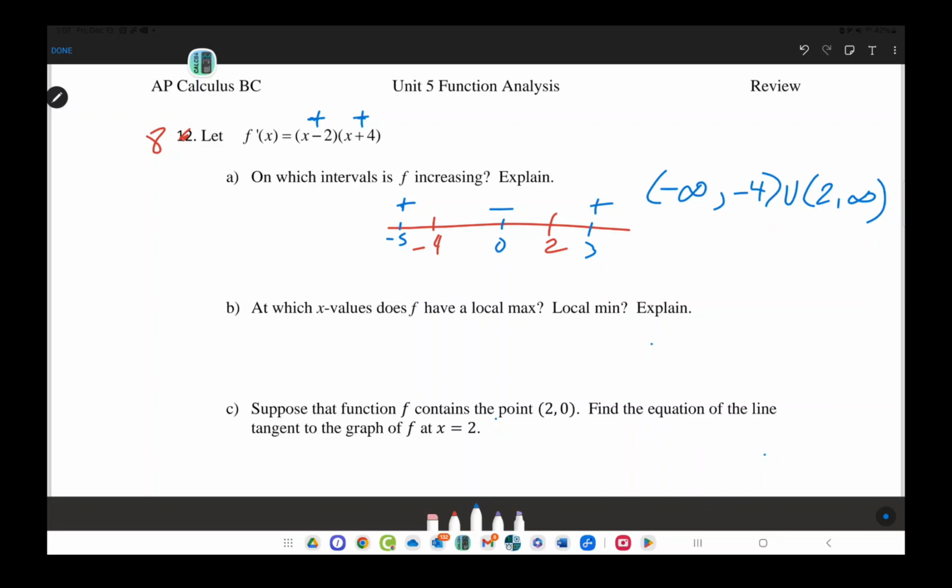Next one: at what x values does f have a local max? All right, now, a local max is where the function is increasing and then changes from increasing to decreasing, or the derivative changes from what? Positive to negative. So at x equals -4, f prime of x changes from positive to negative. There will be a lot of points on the explanation.